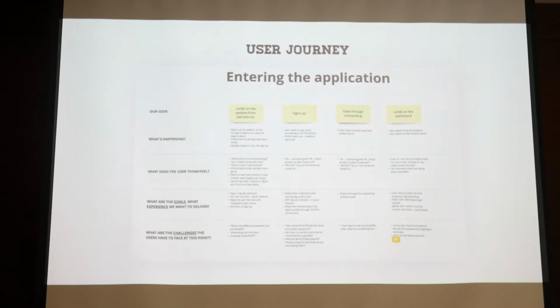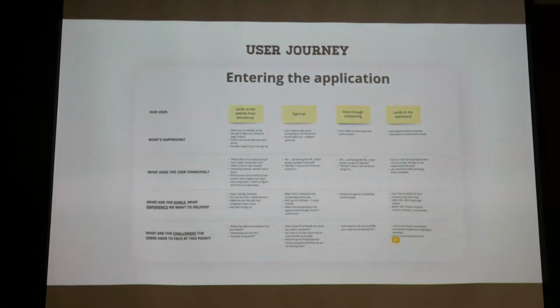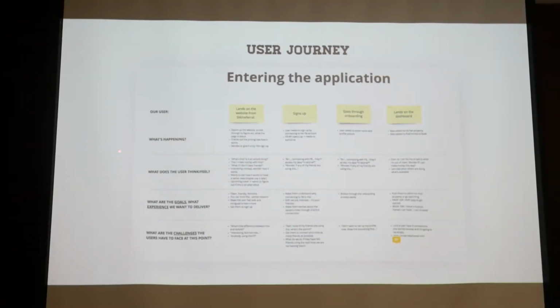Right, what kind of content you are interested in at first. And these are the steps in the vertical axis: landing on the website from social media or referral, signs up, goes through the onboarding, and lands on the dashboard. And obviously, we can add a lot of detail, what's important for us in the steps. For example, what's happening, what does the user think and feel.